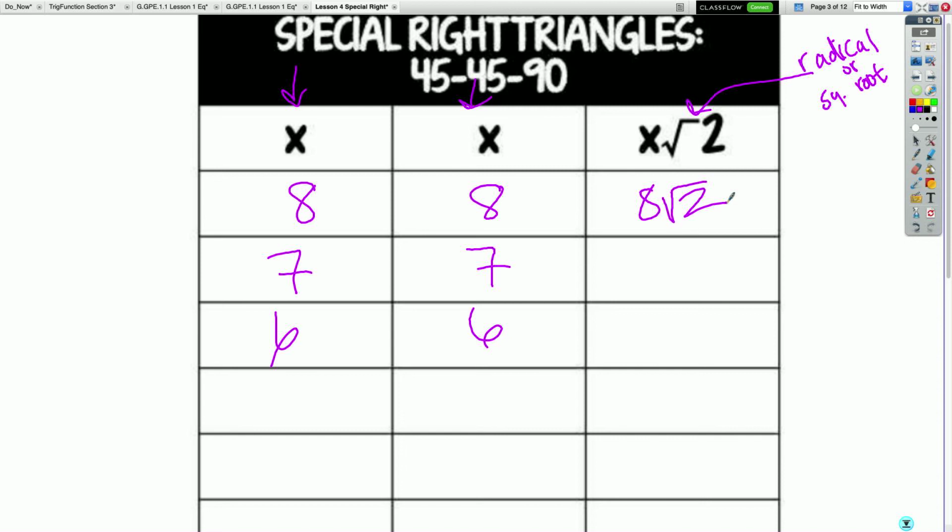Okay, so our next one, Ethan, what would our next one be? My x value is 7. What would my hypotenuse be? 7. Very good. 7 what? Square root. Very good. 7 square root of 2. Perfectly said.